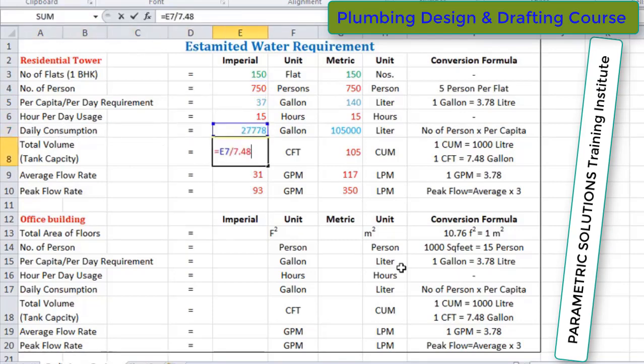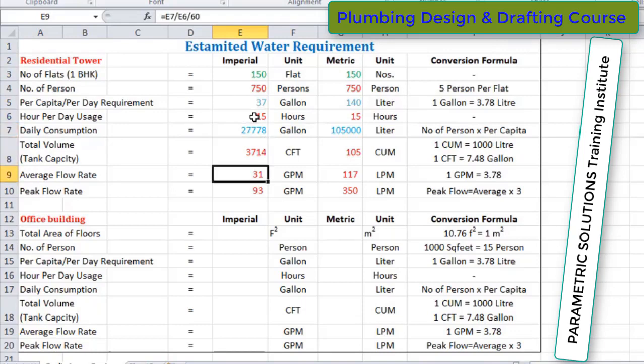The total volume is gallon divided by 7.48. The average flow rate I have calculated, that is total gallon divided by 15 divided by 60. So this is the 31 GPM. Peak flow rate, this is 300 times more, or I will say 3 times more, 300% more. The same calculation you have to mention in liters also. You will get the liters as well as the total amount of water consumption, that is 1,05,000. Then you will get the cubic meter. This cubic meter is the tank capacity, the total volume of the tank, and the average flow rate, that is 117, whereas the peak flow rate is 350. So here I have calculated the water requirement for the residential tower.